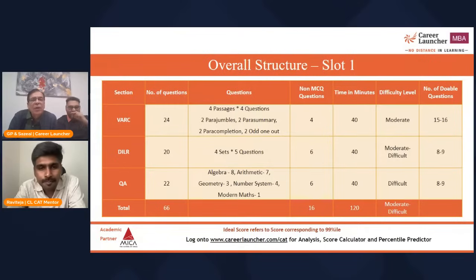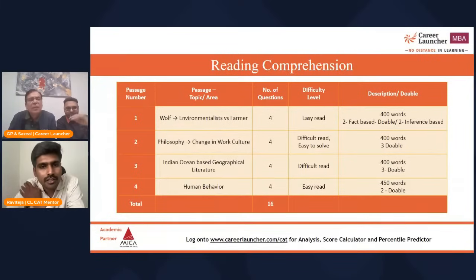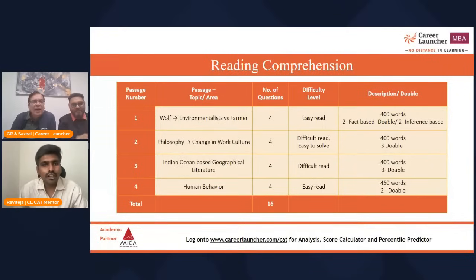And the big paper structure overall, when you say DILR similar to last year, and quant more difficult than last year, what would be a reasonable thing to say? Yes, I would say that, but there are 2 questions extra, number system went in here. Okay, fine. Reading comprehension, Ravi, now tell us in detail, what was your reading comprehension?